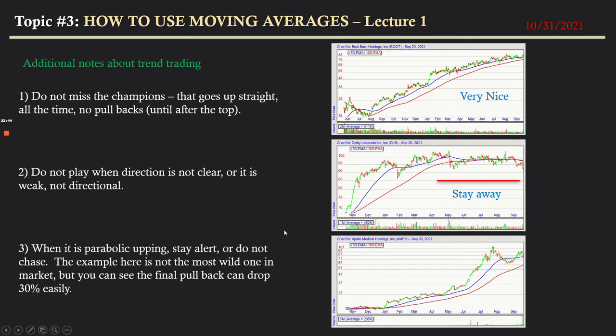And for the third note, we give an example. Say some stocks are going up very fast, especially in the last few days, going up faster than at other times. We call this parabolic upping. In this case, you have to be careful. You don't want to buy it at the very end area, because the pullback is very strong. See, for this case, AMEH, they pulled back easily 30% in 1 month.